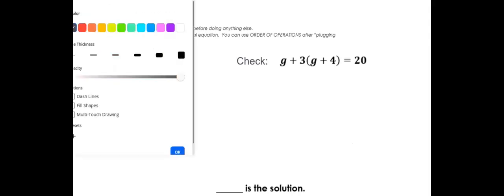So I can't do anything with this term G until I clean up this term here. So I try to add what's inside the parentheses to simplify, and I cannot do that. So I'm now going to apply the distributive property to get rid of those grouping symbols. All right, so I'm going to multiply through those parentheses like so. And when I do that, I end up with G plus 3G plus 3 times 4.